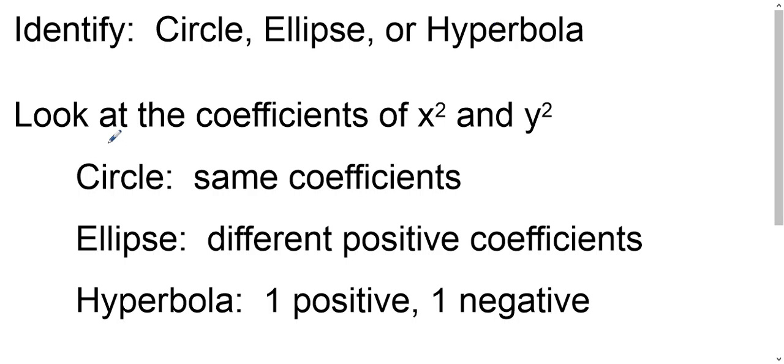So all you need to do for circles, ellipses, and hyperbolas is note that they each will have x squareds and y squareds. But the differences you're looking for are that for circles, the coefficients of x squared and y squared will both be the same number. For ellipses, the coefficients of x squared and y squared will be different positive numbers. And for hyperbolas, one of them will be positive and one will be negative. So they jump out at you pretty quick, too. Let's look at some examples here.